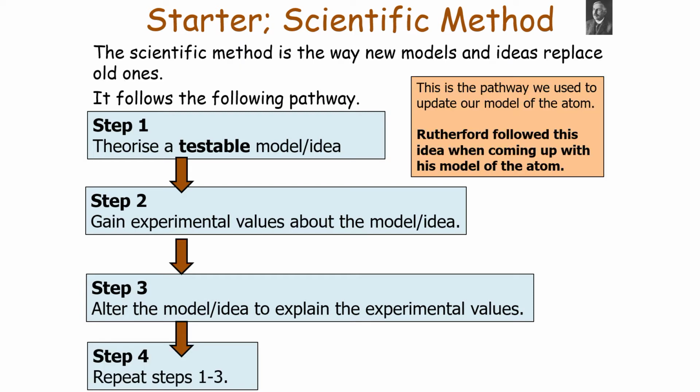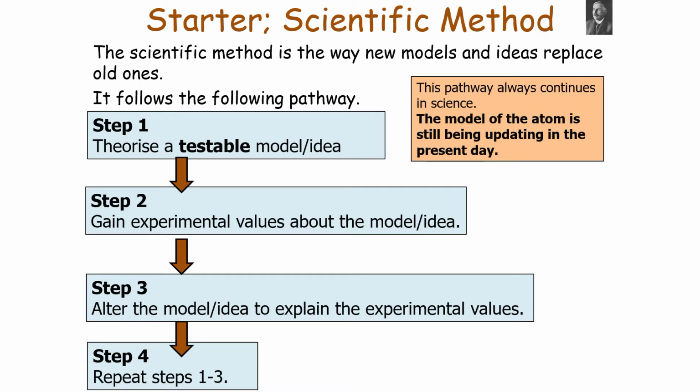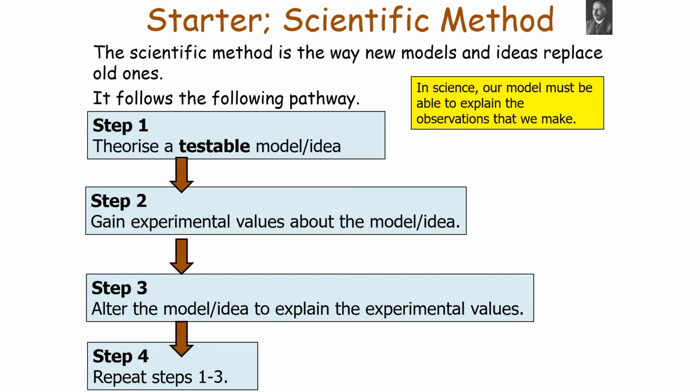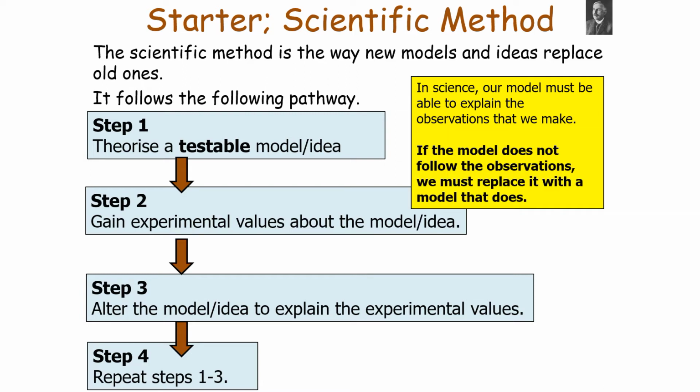Now, this is the pathway we use to update our model of the atom, and the idea Rutherford used when he worked out what his model of the atom was going to be. The model of the atom is still being updated in the present day, so in science our model must be able to explain the observations that we make, and if the model does not follow the observations, we must replace it with a model that does.